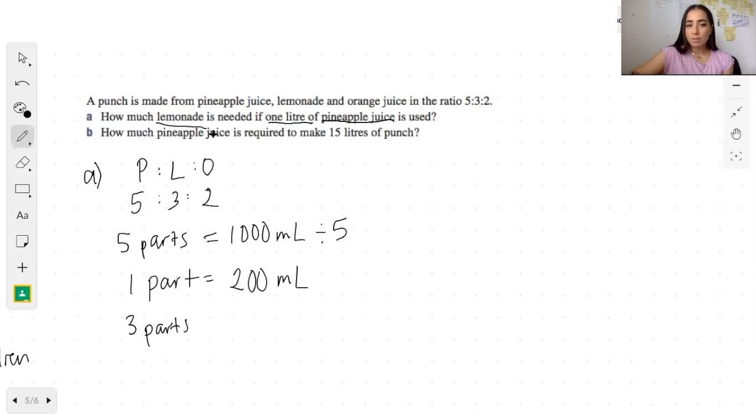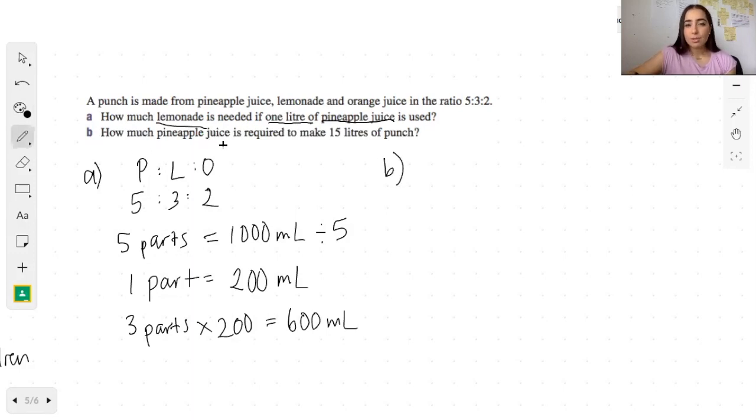So in order to find the actual quantity of lemonade, you take 3 and you multiply it by the value of 1 part. So that's 600 mils. So that is how much lemonade is needed in the punch that contains 1 litre of pineapple juice. Let's have a look at part B.